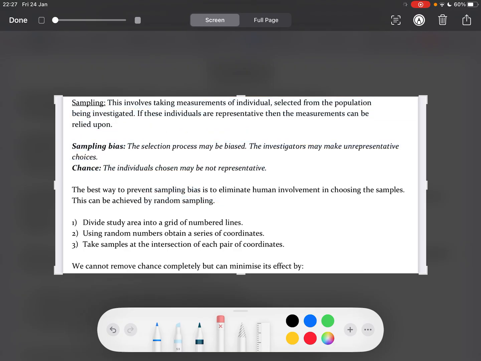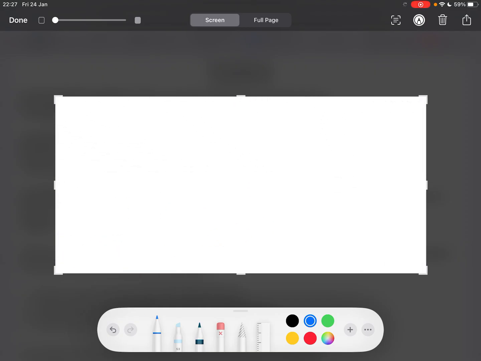But again, what is sampling? For example, we need to know what percentage of the population has brown eyes. So we go to a place.